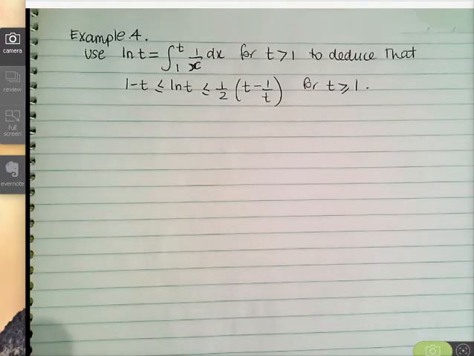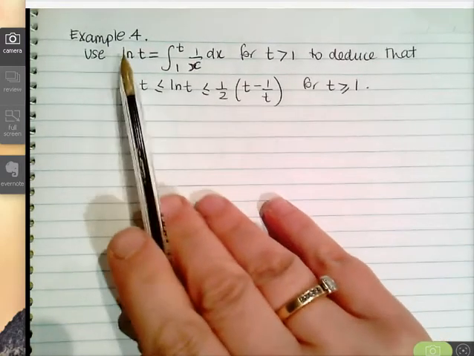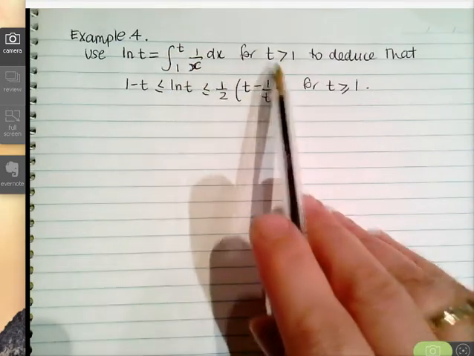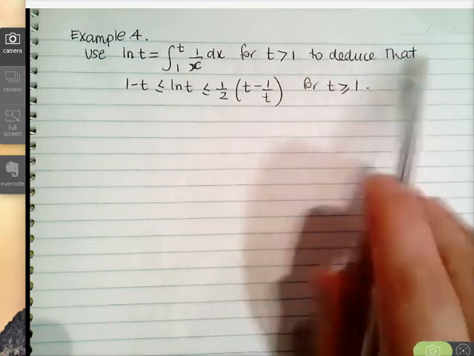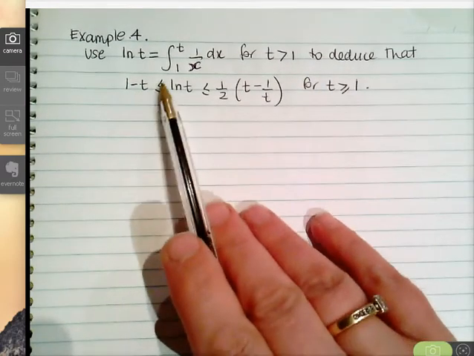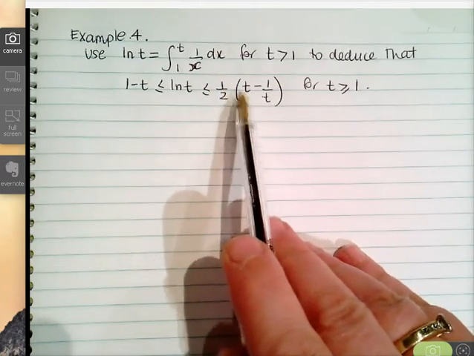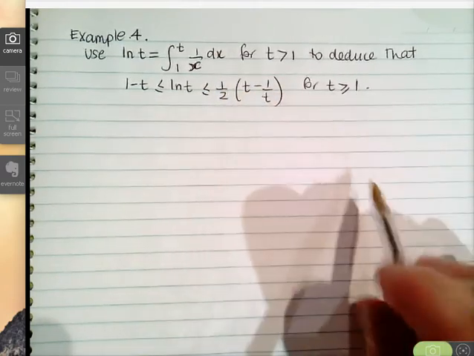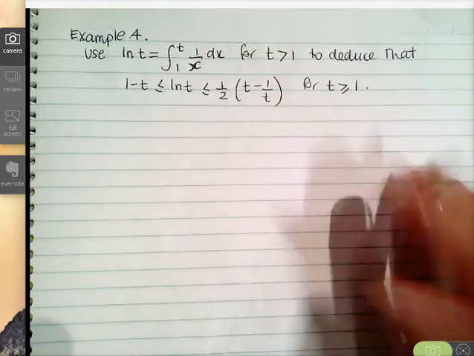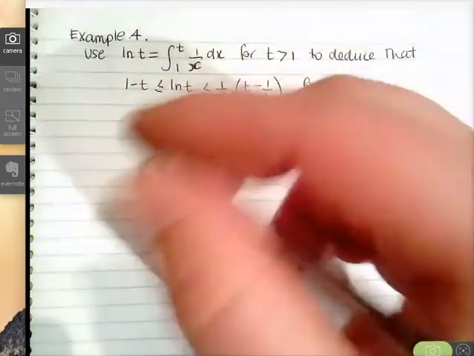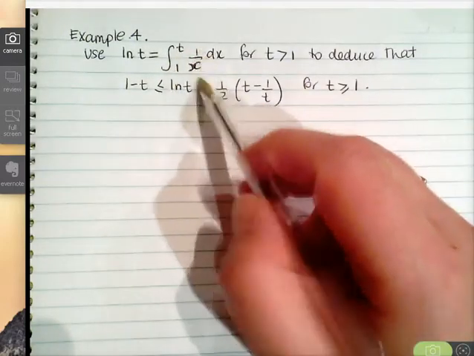Now, for example, 4 says use ln t equals the integral from t to 1 of the function 1 on x dx for t greater than 1 to deduce that 1 minus t is less than or equal to ln t, which is less than or equal to a half bracket t minus 1 on t for t greater than or equal to 1. Now let's just look at this middle bit, that ln t is the integral from t to 1 of 1 on x dx.